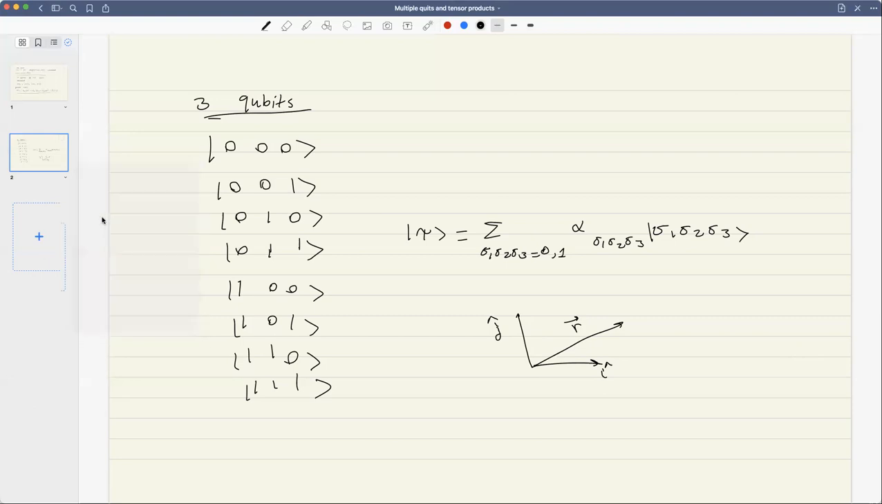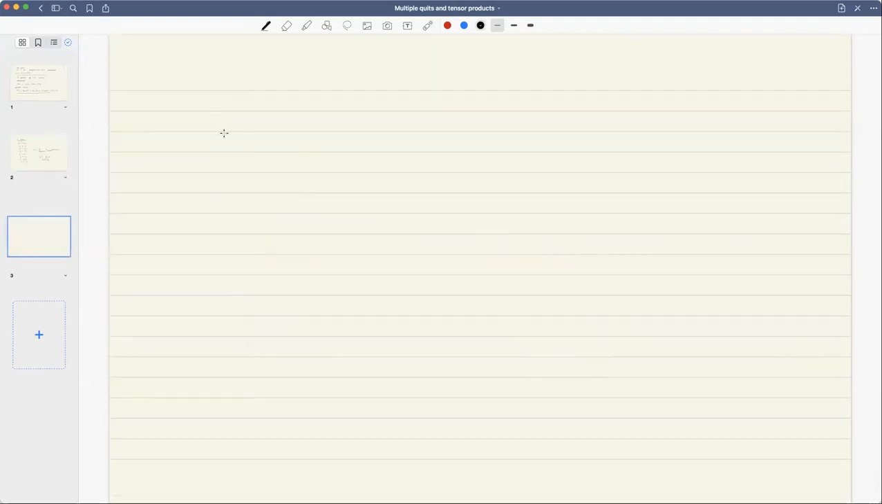So let's keep going with this. Let's go back to our 2 qubit example, and let's try to think a little bit more about things like normalization and probabilities, this statistical interpretation that we talked about for just 1 qubit. So if I write again my general 2 qubit state, let me write it again.